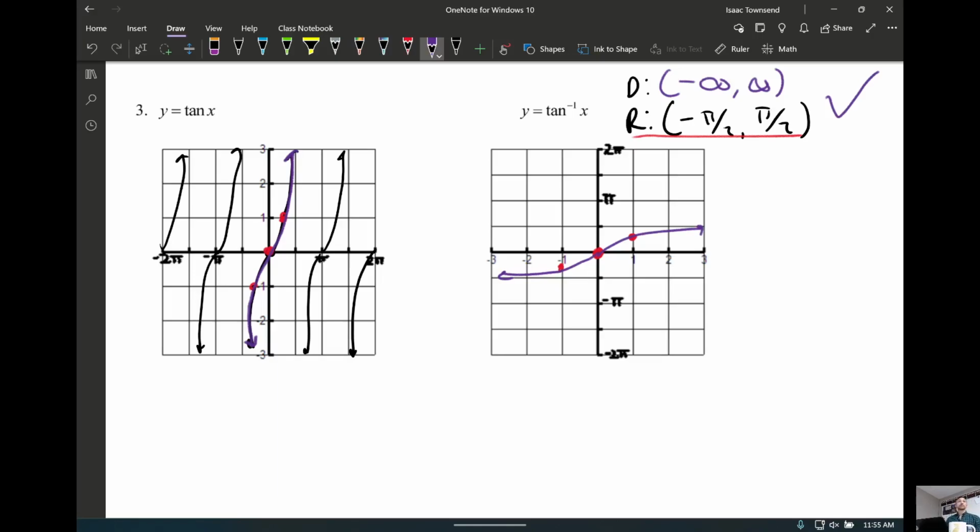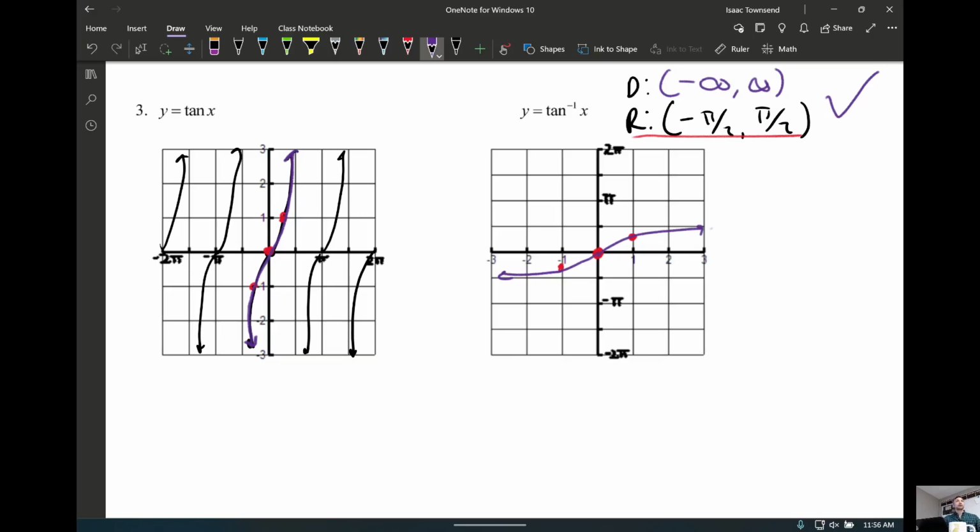So yes, it will never hit pi over 2. Correct, it only approaches it, and so we designate that with parentheses. The further right you go, the closer you get to pi over 2. The further left you go, the closer you get to negative pi over 2. But the fact that you never reach those y values is why we have to use parentheses instead of brackets.